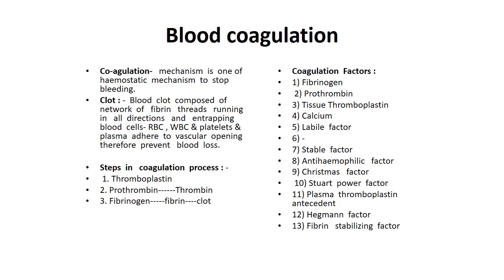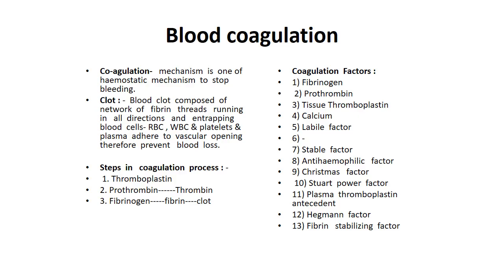The few steps in coagulation: after the blood vessel injury, thromboplastin is released, which converts prothrombin into thrombin, then thrombin converts fibrinogen into fibrin, and then finally many fibrin and all the blood cells come together and form the clot. There are a few coagulation factors present in blood, but when blood flows they are inactive, and when injury takes place they become active.